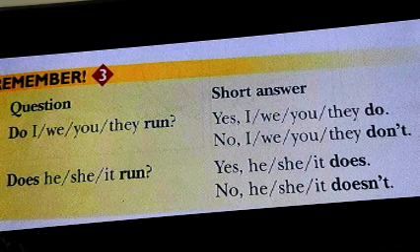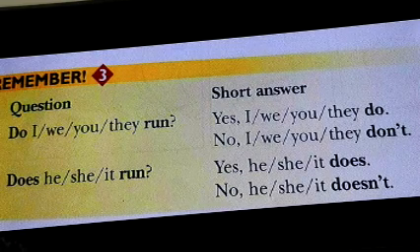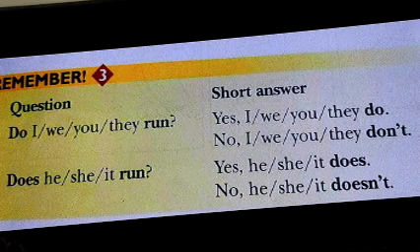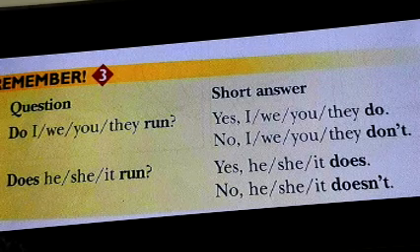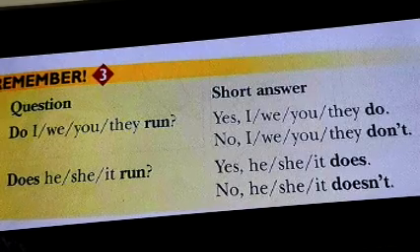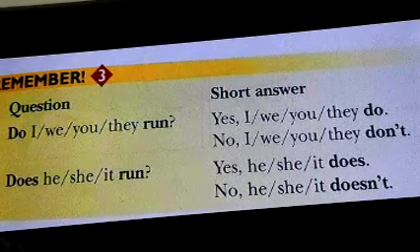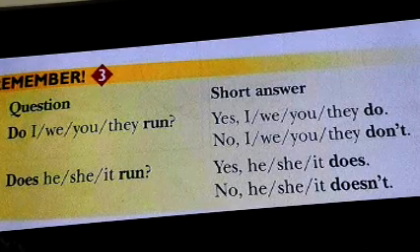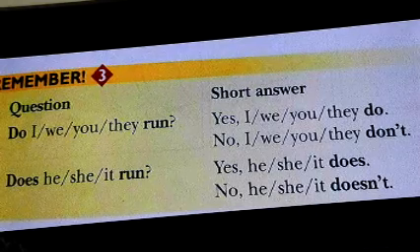The short question will fetch the short answer like this. Yes, I do. Or yes, we do. Or yes, you do. Or yes, they do. If it is negative, if you don't have the habit of jogging or doing exercise, then you can say, no, I don't. No, we don't. No, you don't. No, they don't. Alright? Now, when it comes to the third person singular, which is a third person singular?